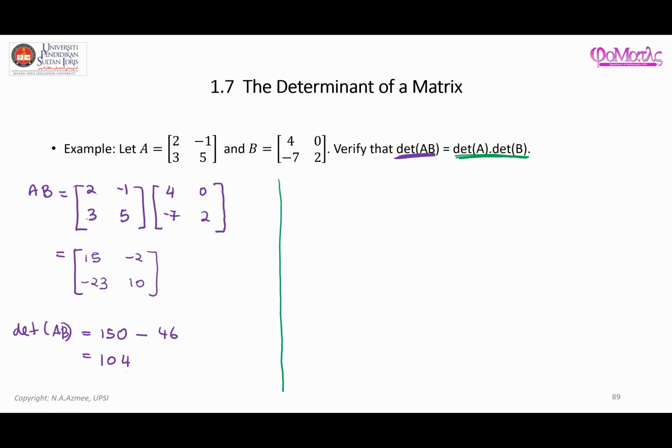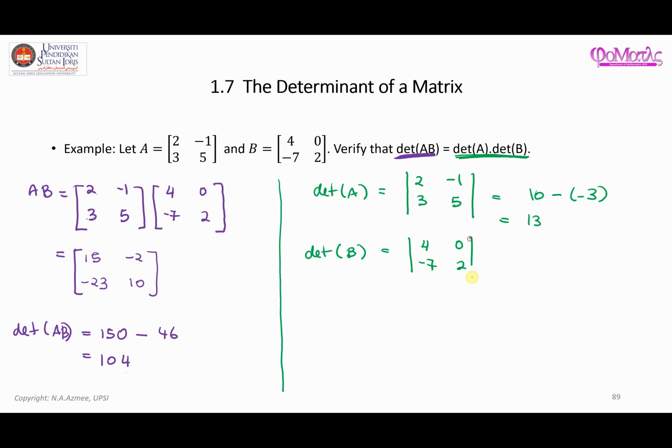Right, so what is the determinant of A? The determinant of A is, well, we have 2, -1, 3, and 5, and this is equal to 10 minus -3, which is equal to 13. So that is the determinant of A. Next, the determinant of matrix B. We have 4, 0, -7, and 2. And this is just 8 minus 0, which is 8.